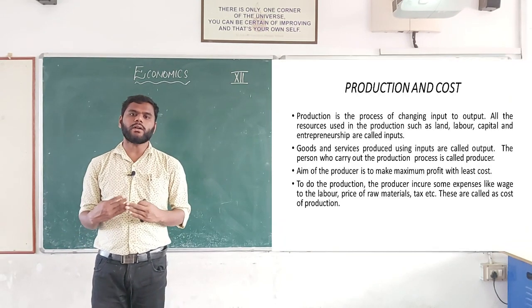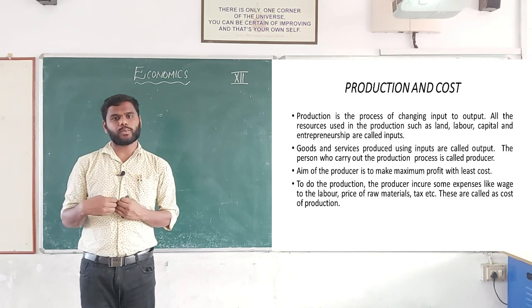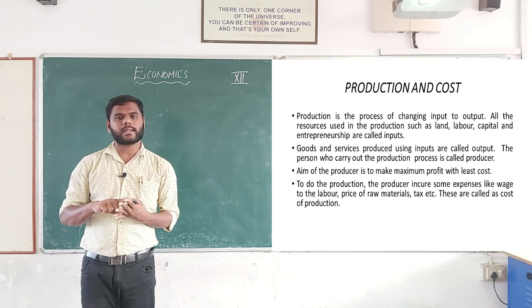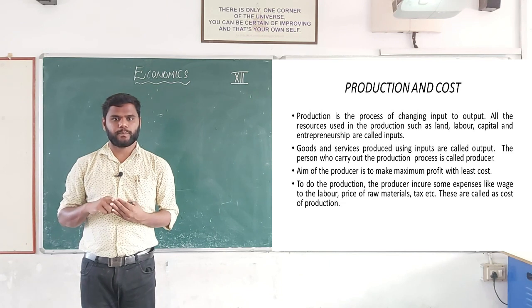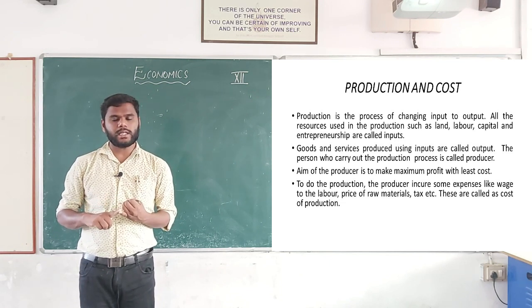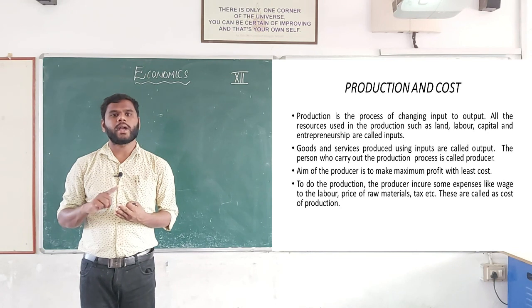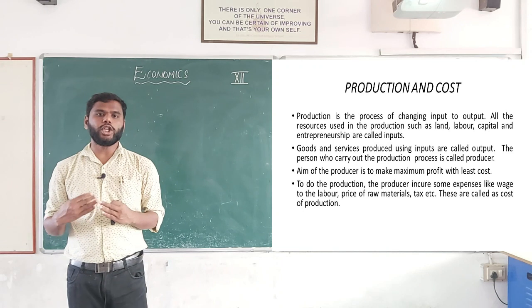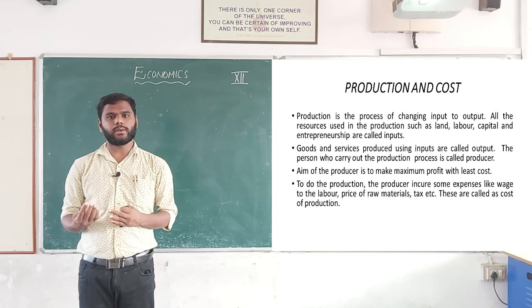Production is the transformation of input into output. What are the inputs that are used in the production process? They include land, labor, capital and organization. These are the inputs used in the production process. Land is rewarded as rent, labor as wage, capital as interest, and organization as profit. So, production is the transformation of input into output. The person who carries out the production is called the producer.